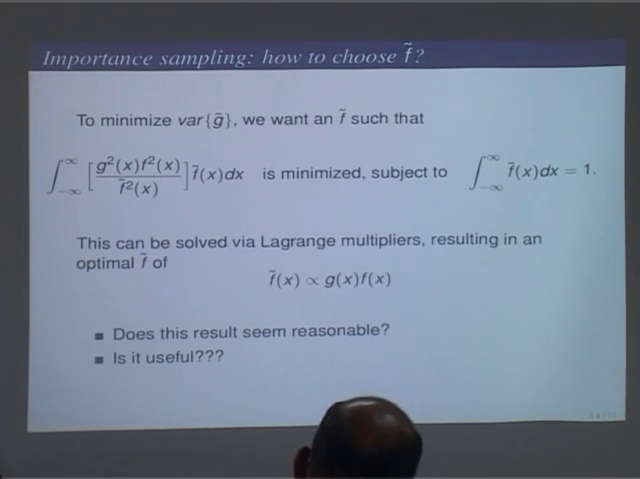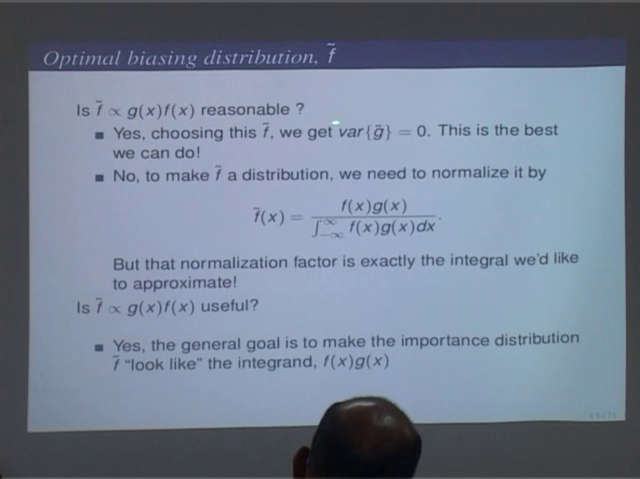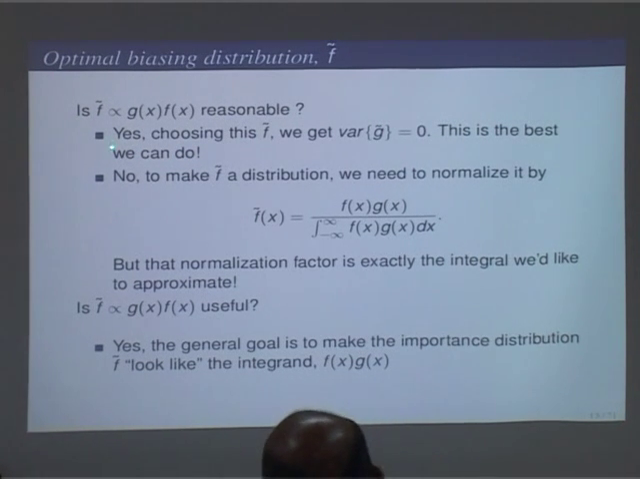So there are two questions. Is this a reasonable result, and is it a useful result? Those are different things. It is reasonable, because if we choose this, we get a variance of 0. That means one sample and my estimator is correct. But it's not reasonable, really, because if I were to normalize this choice of F, that's exactly the problem I was starting with. So my solution is the problem I'm trying to solve. In that sense, it's not reasonable.